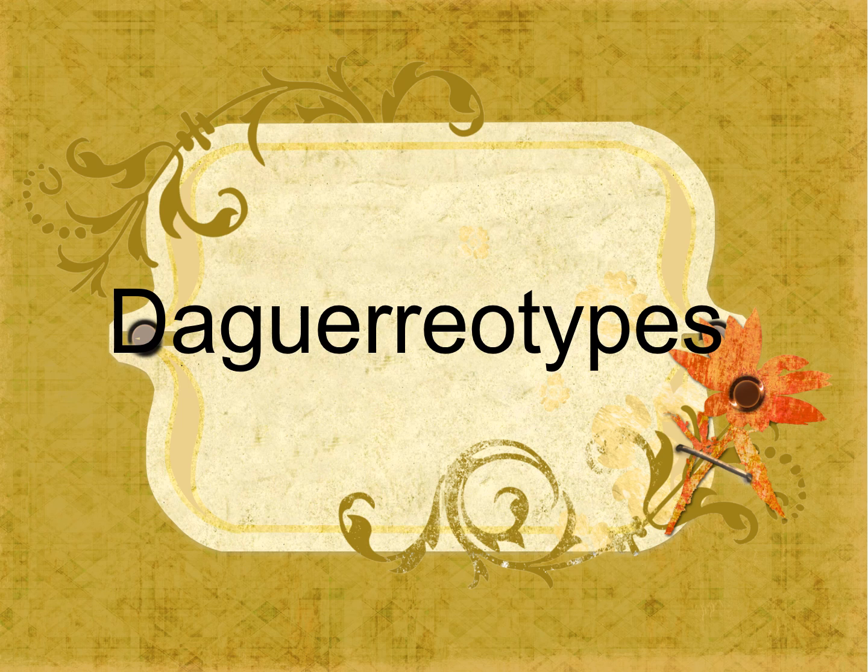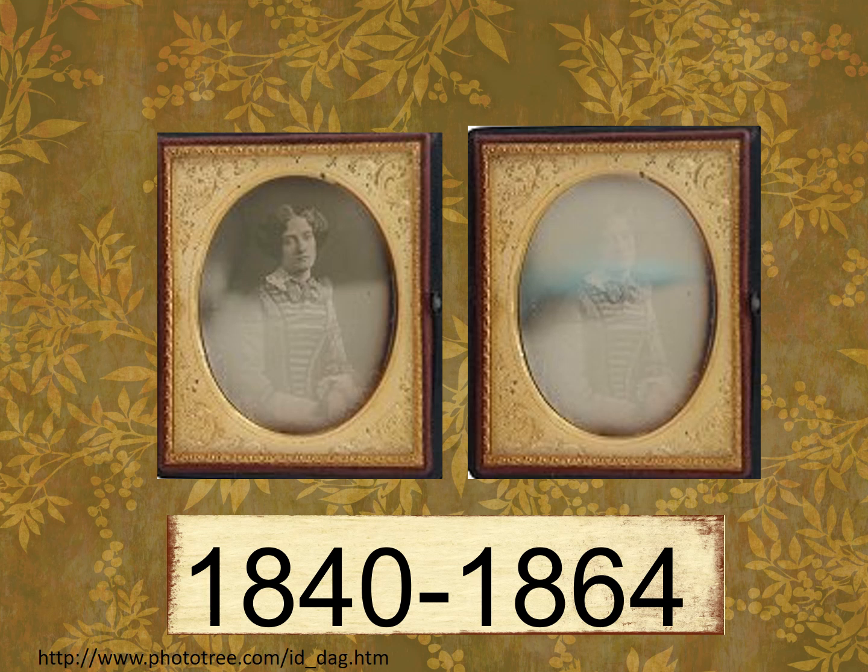Daguerreotypes were invented in 1838, and they were popular between 1840 and 1864. Daguerreotypes were small images, and the main characteristic of a daguerreotype is its mirror-like quality, which makes it easy to identify.